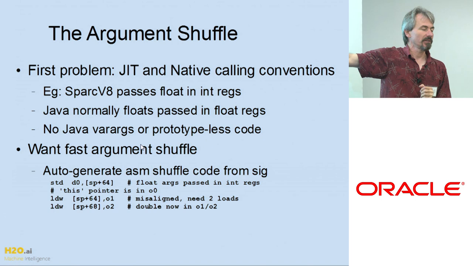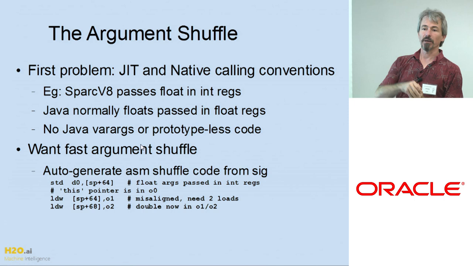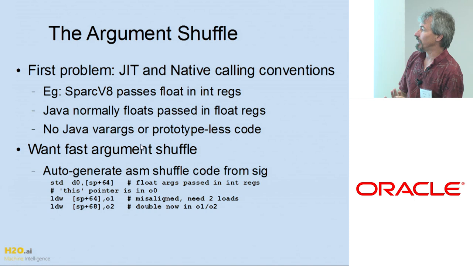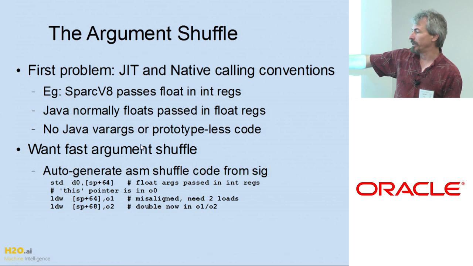Whereas on Java, with its strong typing, you know that doubles could be kept in double registers, and you can call routines with doubles in the double registers. And that's, in fact, what happens when I have control on both sides of things in HotSpot. But in the case of Spark here, I had to shuffle, and there wasn't a register move between the float and the int registers. So it had to pass it to the stack.